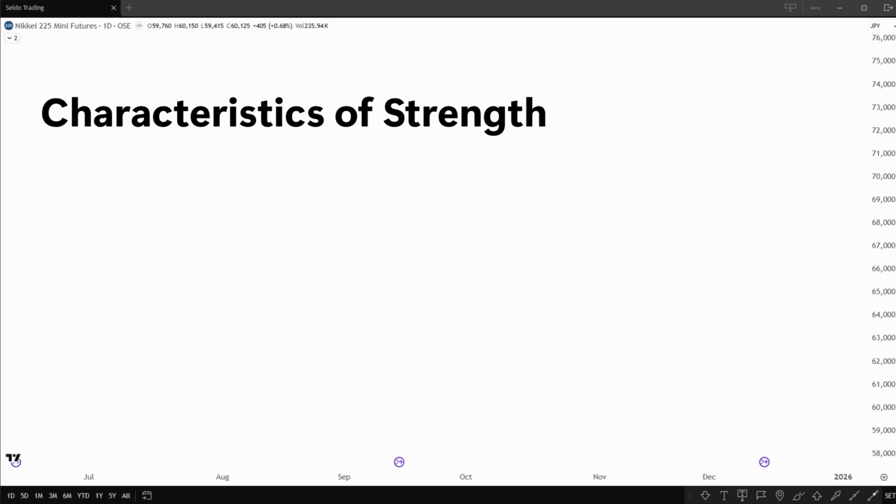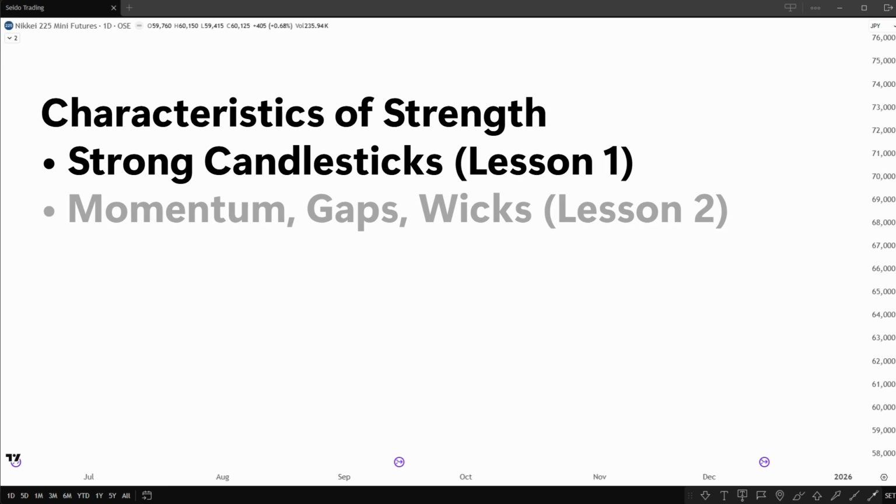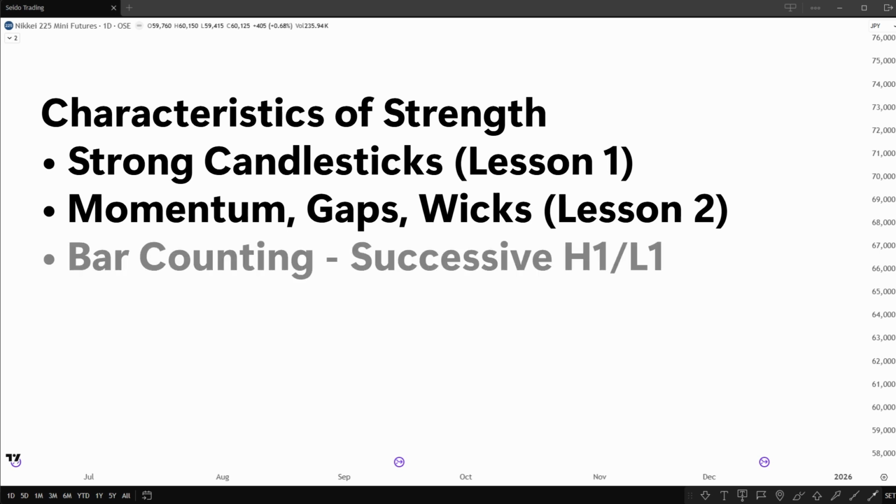Everything in the earlier lessons feeds into this. The candlestick criteria from lessons 1 and 2, strong bars, momentum, gaps, the absence of wicks, those are the individual expressions of strength. Consecutive H1 or L1 successes are the structural expression of that same strength. They belong on the same list.